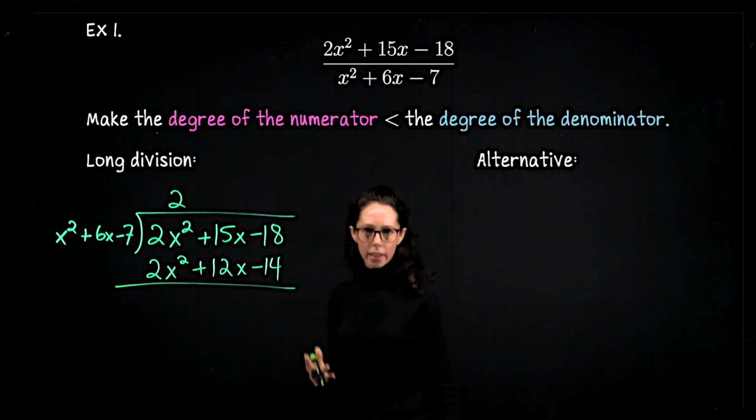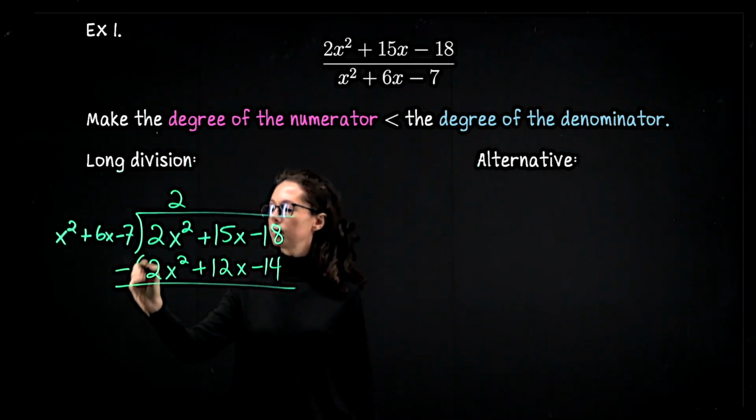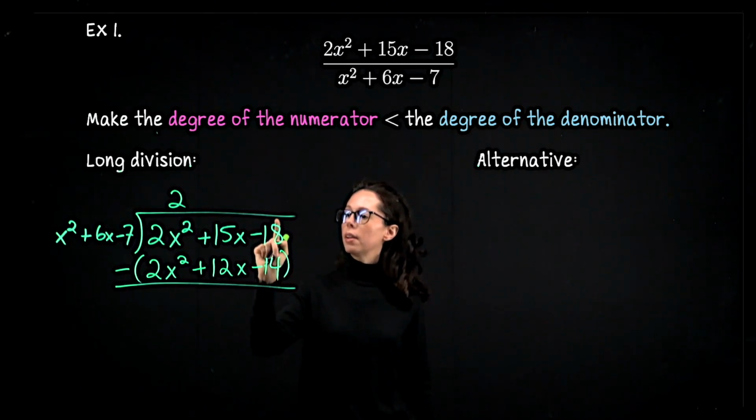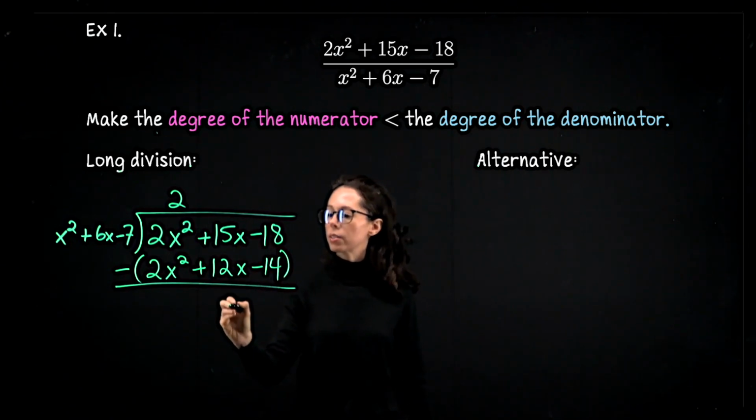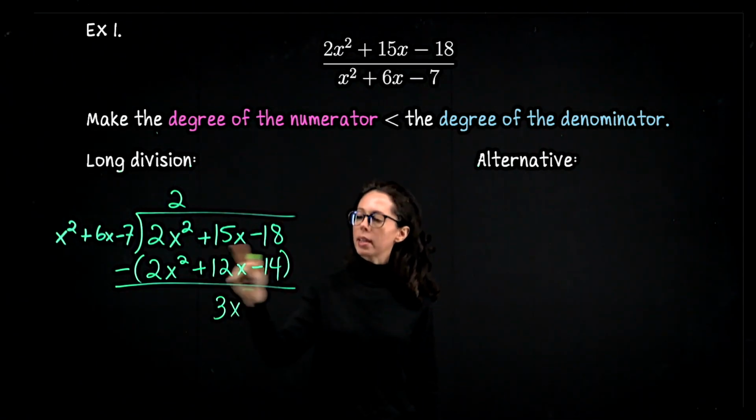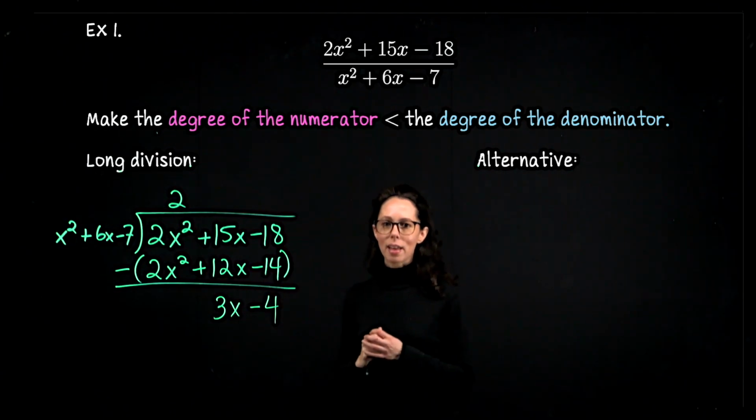Then just like in regular long division, we'll subtract this from this. The 2x squareds are going to cancel out. We will have 15x minus 12x, so that's 3x. And then negative 18 minus negative 14, which is minus 4. Okay, take a look at that.